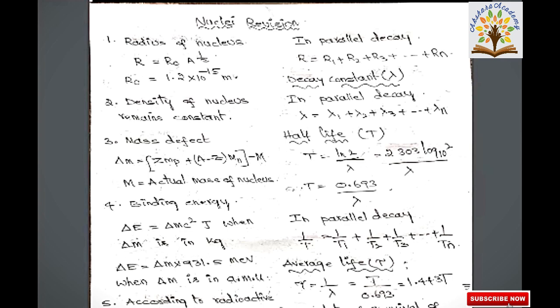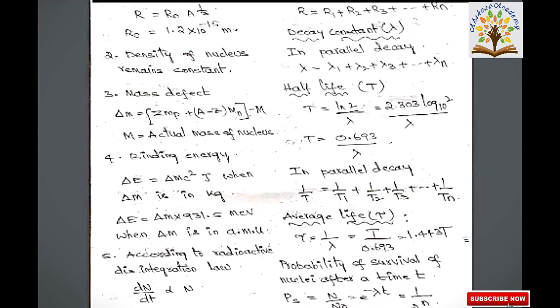And the next one: the density of the nucleus always remains constant. There is no change in the density of the nucleus, even when the mass number of the nucleus changes.